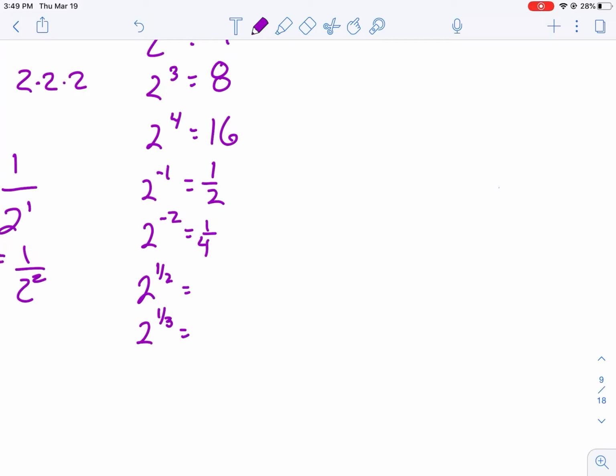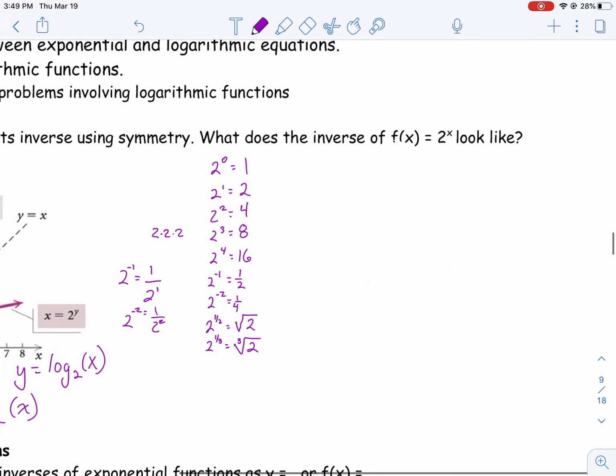I don't think we've talked about 2 to the 1/2 or 2 to the 1/3 yet. 2 to the 1/2 is just the square root of 2. 2 to the 1/3 is the cube root of 2. And these are going to be helpful because we're going to be going back and forth between these. So if I say, hey, I'm giving you 8 and the base of 2, what's the exponent? You're going to have to think 3. So let's try another one. I've got 1/4. The base is 2. What's the exponent? You're going to have to be able to say, oh, that's -2. Don't worry, not quite yet, but that's where we're headed.